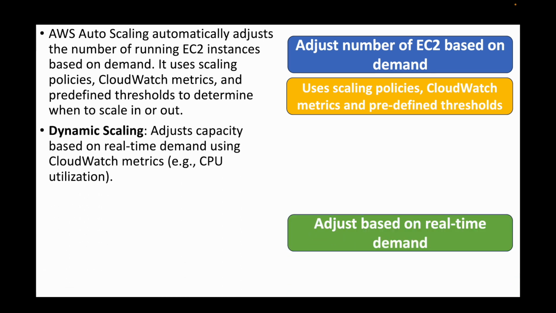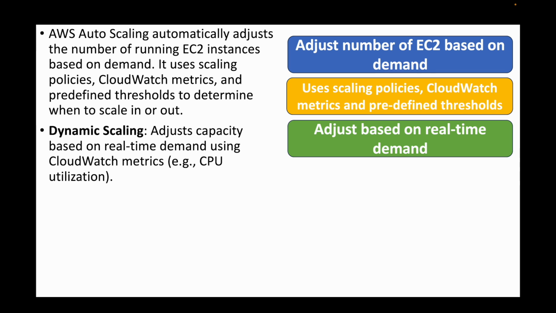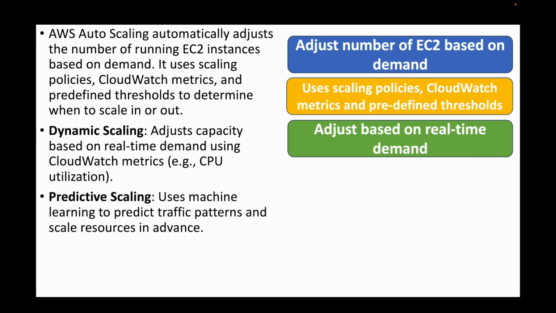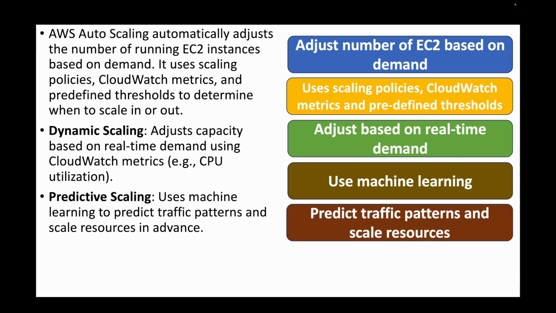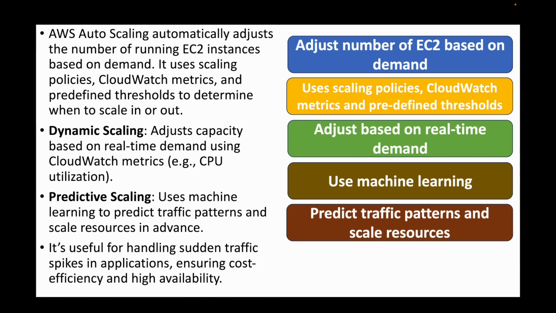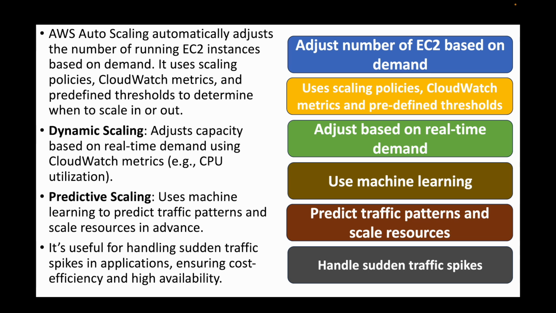One option we have is dynamic scaling. Under this, Auto Scaling will help you adjust the capacity based on the real-time demand. Like if the CPU is high, then launch more instances, or if the CPU is low, then reduce the number of instances. Then you also have predictive scaling, where Auto Scaling makes use of machine learning to predict the traffic pattern, and then scale your resources accordingly in advance. All of these can be useful for handling sudden traffic spikes.